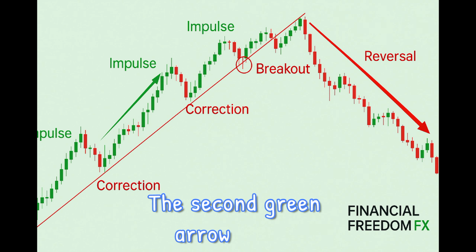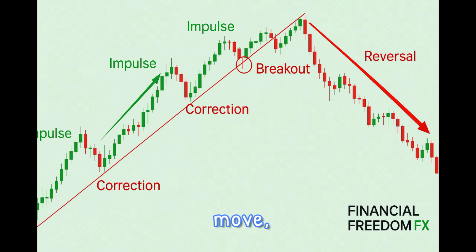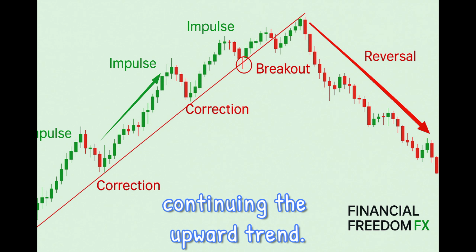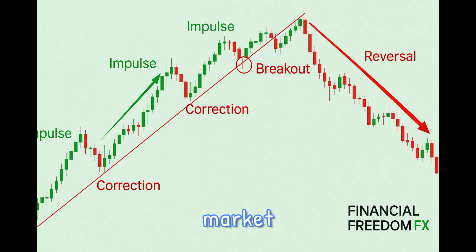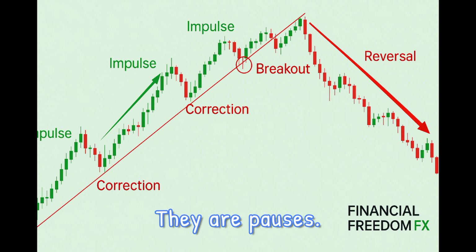The second green arrow shows another impulse move, continuing the upward trend. This confirms that the market is in a bullish structure, higher highs and higher lows. Again, a correction follows. It's crucial to understand that corrections do not mean a trend reversal. They are pauses. During corrections, professional traders look for re-entry opportunities to ride the next impulse wave.